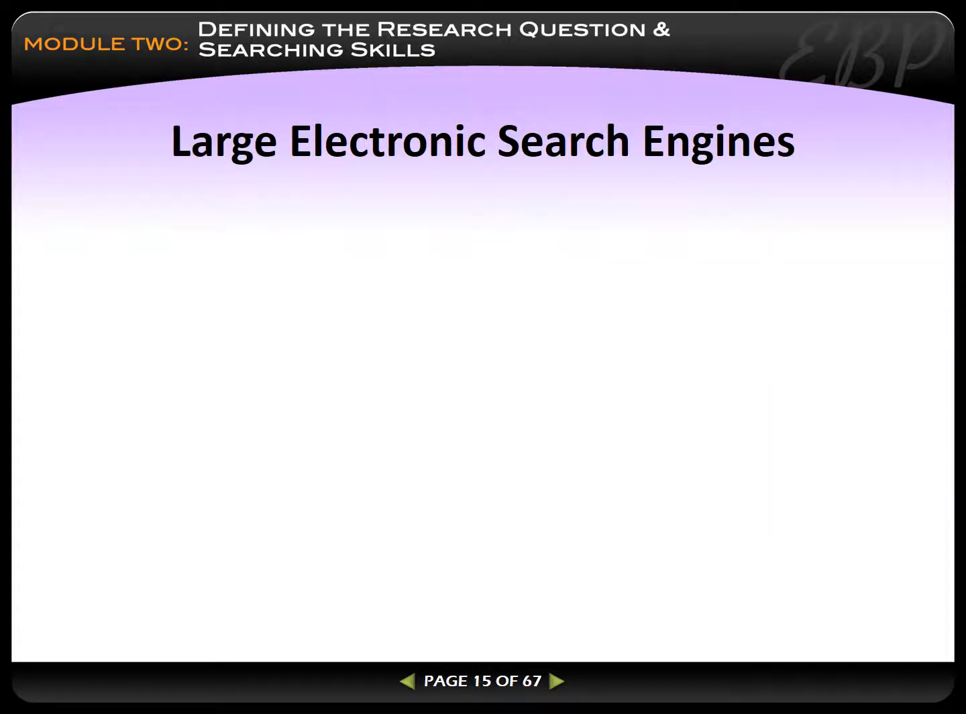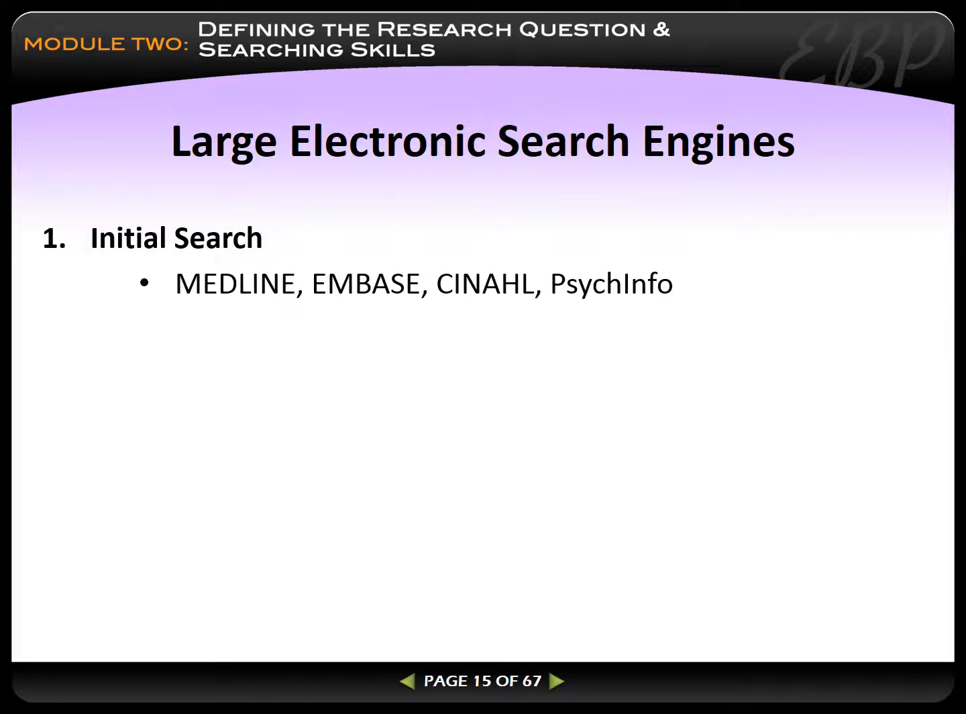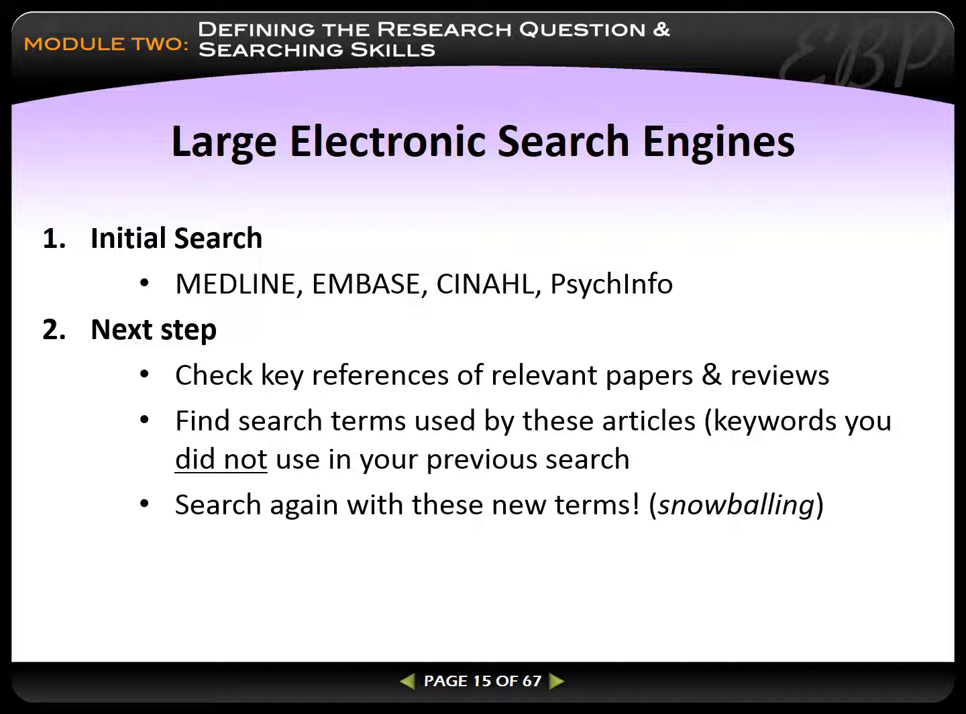So the large electronic search engines. Initially, I would search using Medline, Embase, Cinahl. PsycInfo was when we had OTs, so I don't think you'll find that as useful. But the initial search really is those largest databases. Then you would check the key references. Say you have a paper already, you could look up some of the references and reviews.